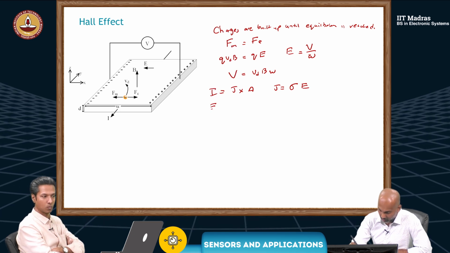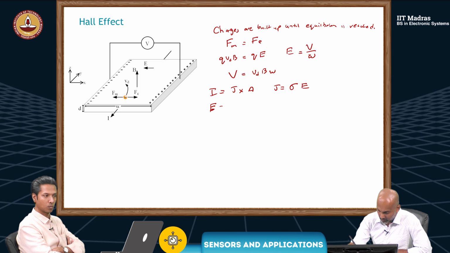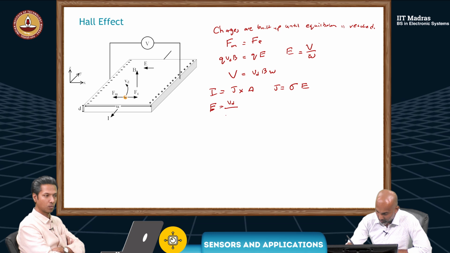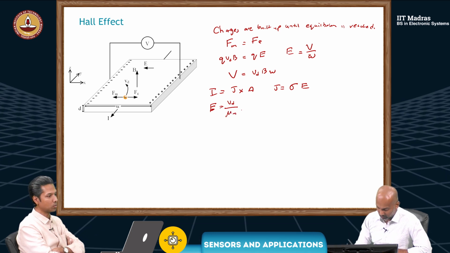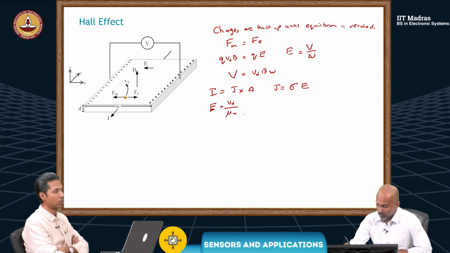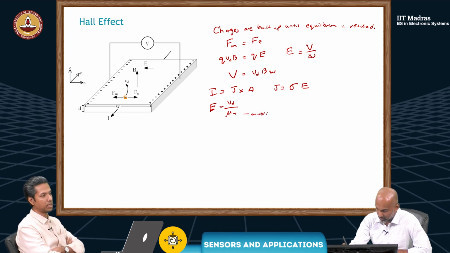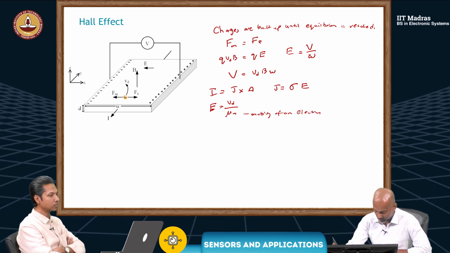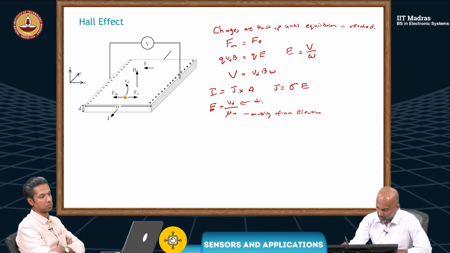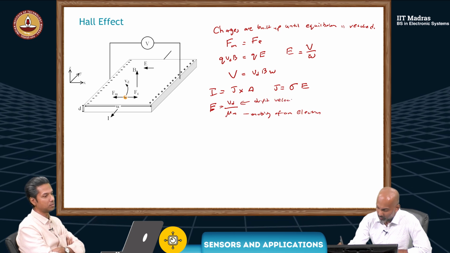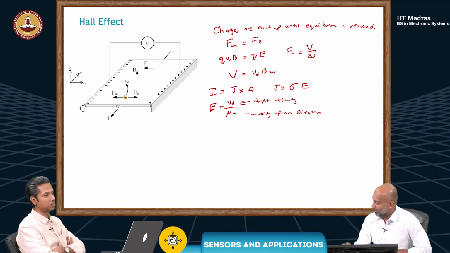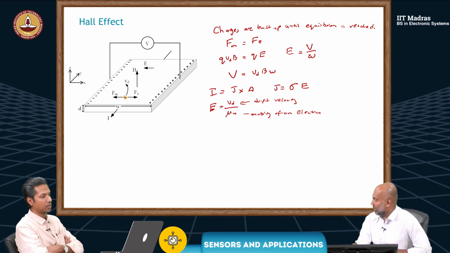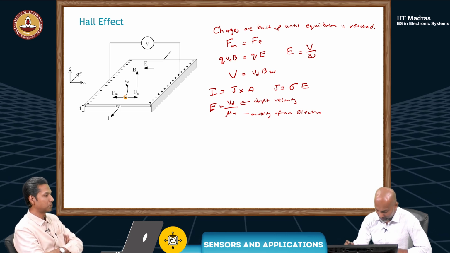Then the electric field is the drift velocity divided by mu n. This is the mobility of an electron. And this is your drift velocity. Now, if students are confused, drift velocity divided by mobility is your electric field. If you use the units, you get volt per meter. Straightforward.